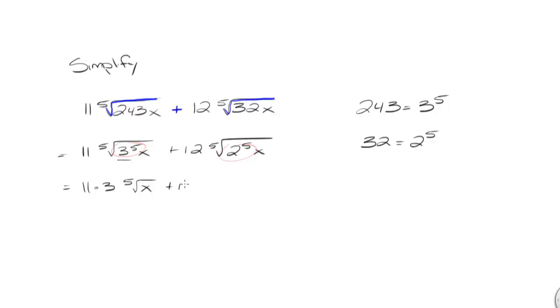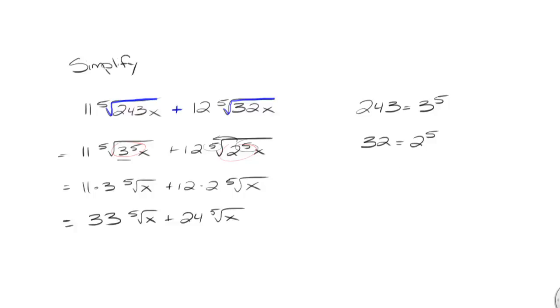And then in the second one, the same thing happens. The 2 to the 5th comes out, and it becomes a 2. So I'm again dividing the exponent here of the 5th by the index here on the radical. And what I get left inside is just the x. Okay, cleaning some things up, I multiply on the outside here. 3 times 11 is 33. So I have 33 times the 5th root of x plus 24 times the 5th root of x.